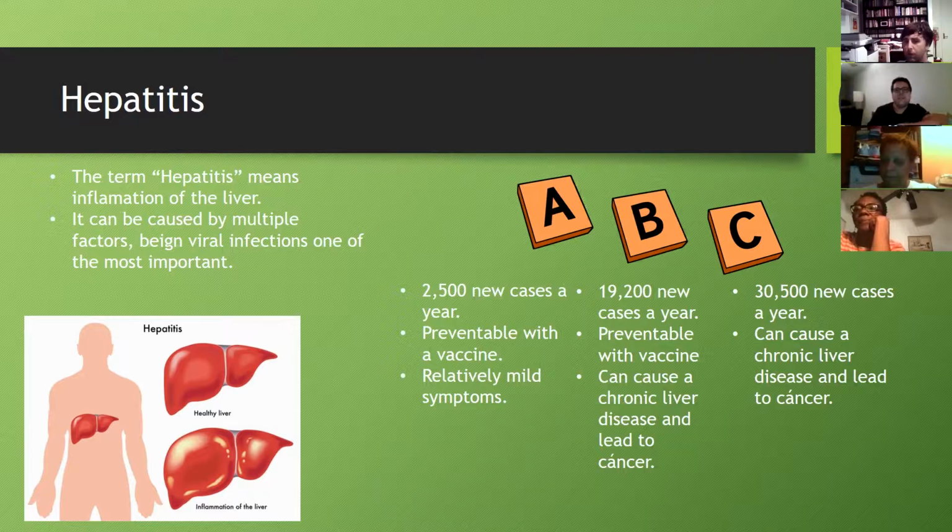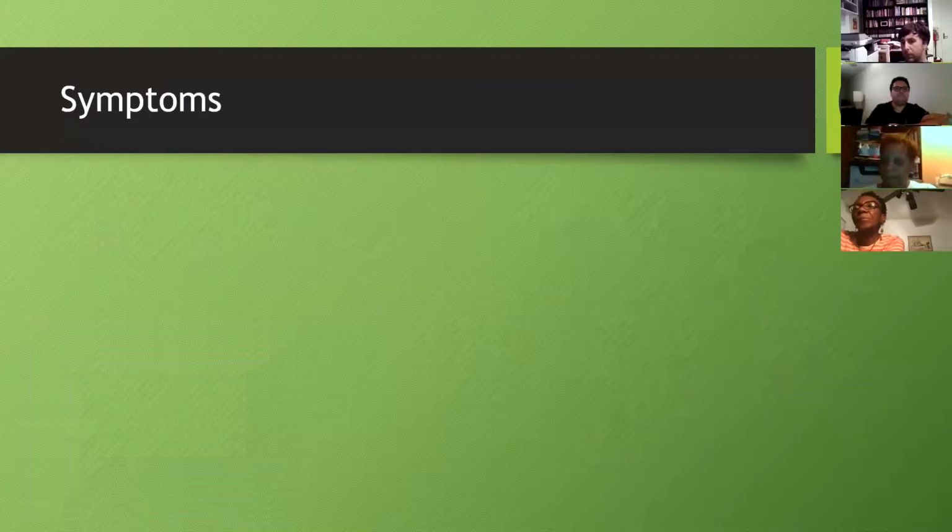And this is something that also happens with Hep C, which is even more common than the other ones. We have more than 30,000 new cases a year, and of course, they can also lead to cancer. But unfortunately for Hep C, we don't have any vaccine. So we still have to prevent it some other way, so we have to learn how we get it.